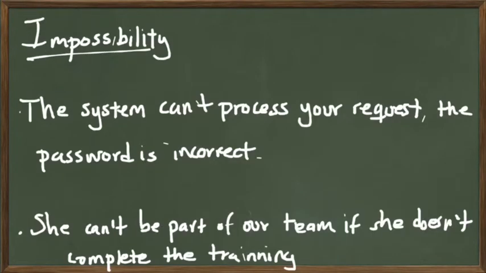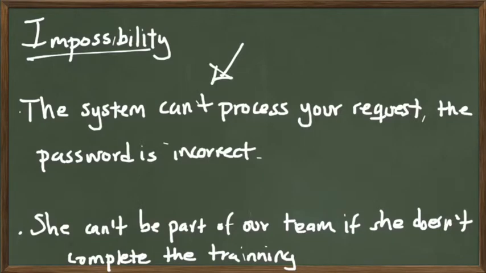Okay. Then we have impossibility, when we're expressing that something is not possible or cannot happen. Example number 1, the system can't process your request. The password is incorrect. So this sometimes happens. There's an impossibility.